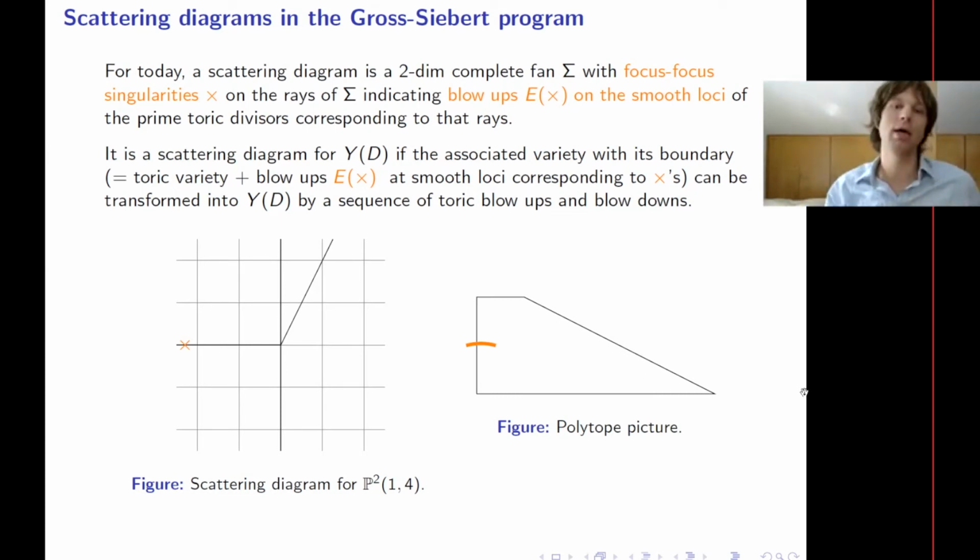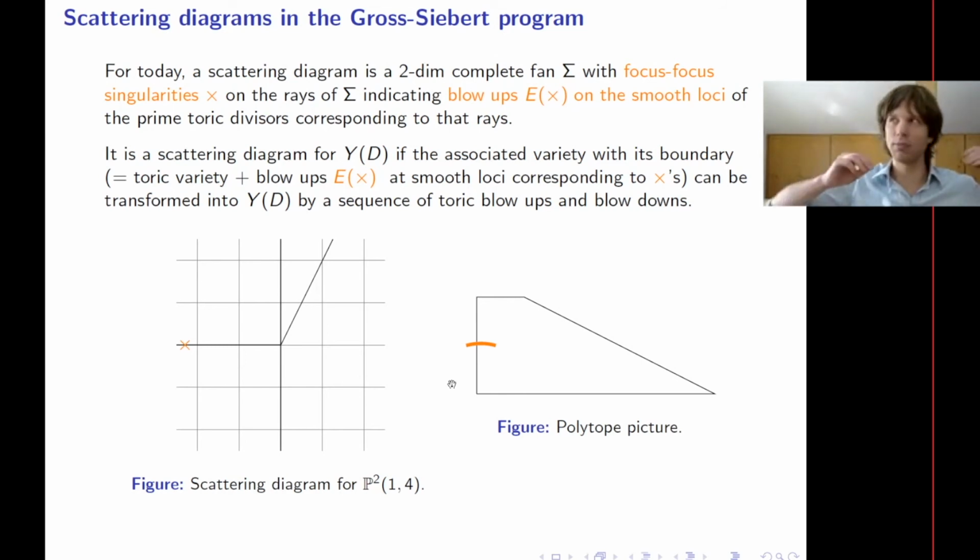But what we want to do is blow up smooth points on the boundary. This is a fiber class. And we want to blow up a smooth point on the fiber, which here we indicate by this little orange wiggle, and here by a focus-focus singularity at that point. And we say that this is the scattering diagram of P2. If starting from this we can perform a sequence of toric blow-ups and blow-downs, which corresponds to adding rays and removing rays, and by a sequence of logarithmic modifications we get back to P2, then this will be a scattering diagram for P2.